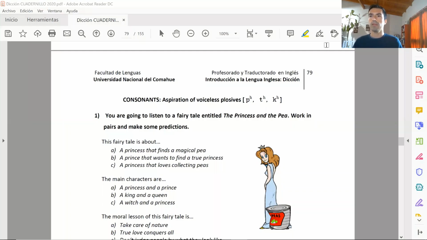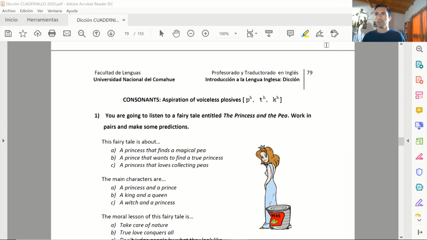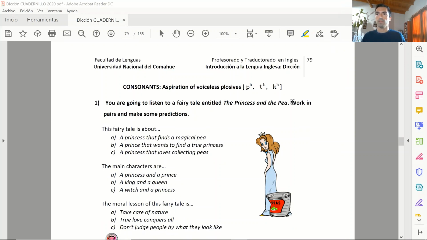Hello everyone, this is another lesson for the diction module. Today we will work on pages 70, 79, 80 and 81 in your diction module. So this is a booklet. This is the first page we will work with today.